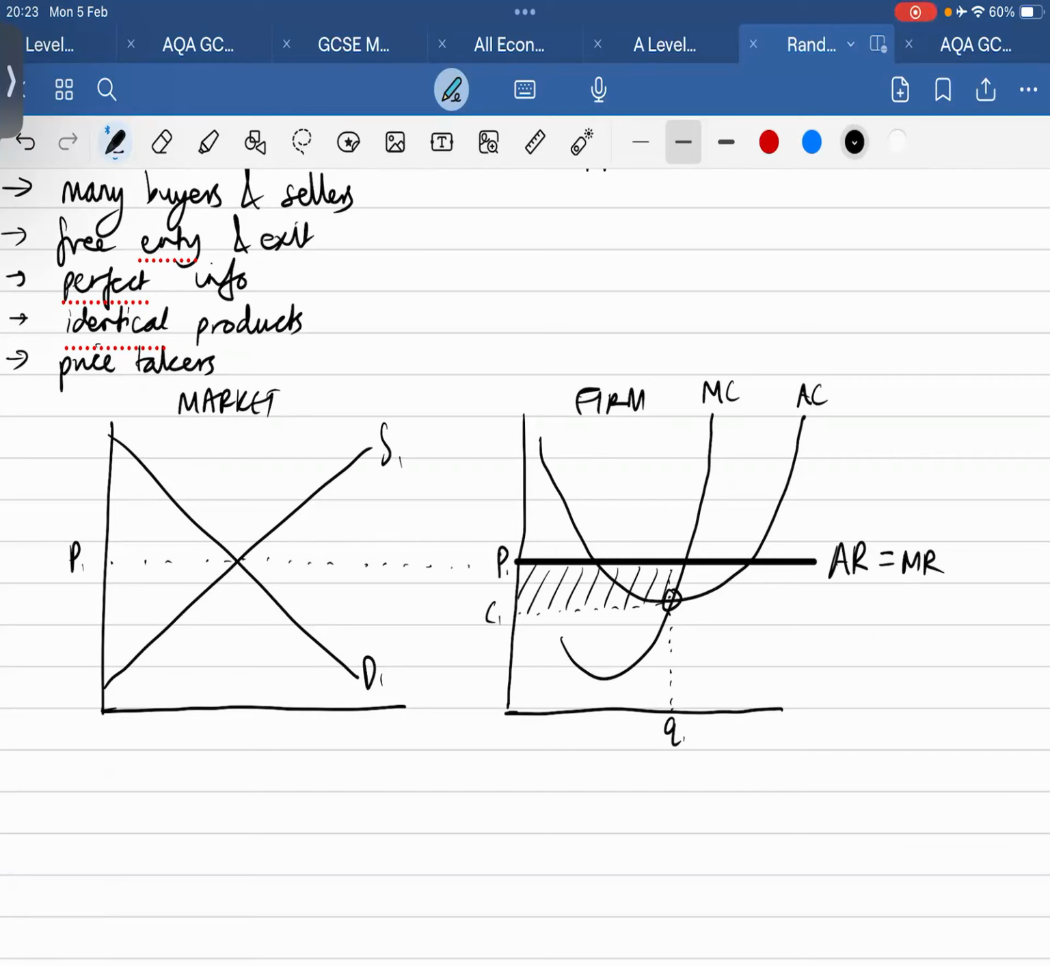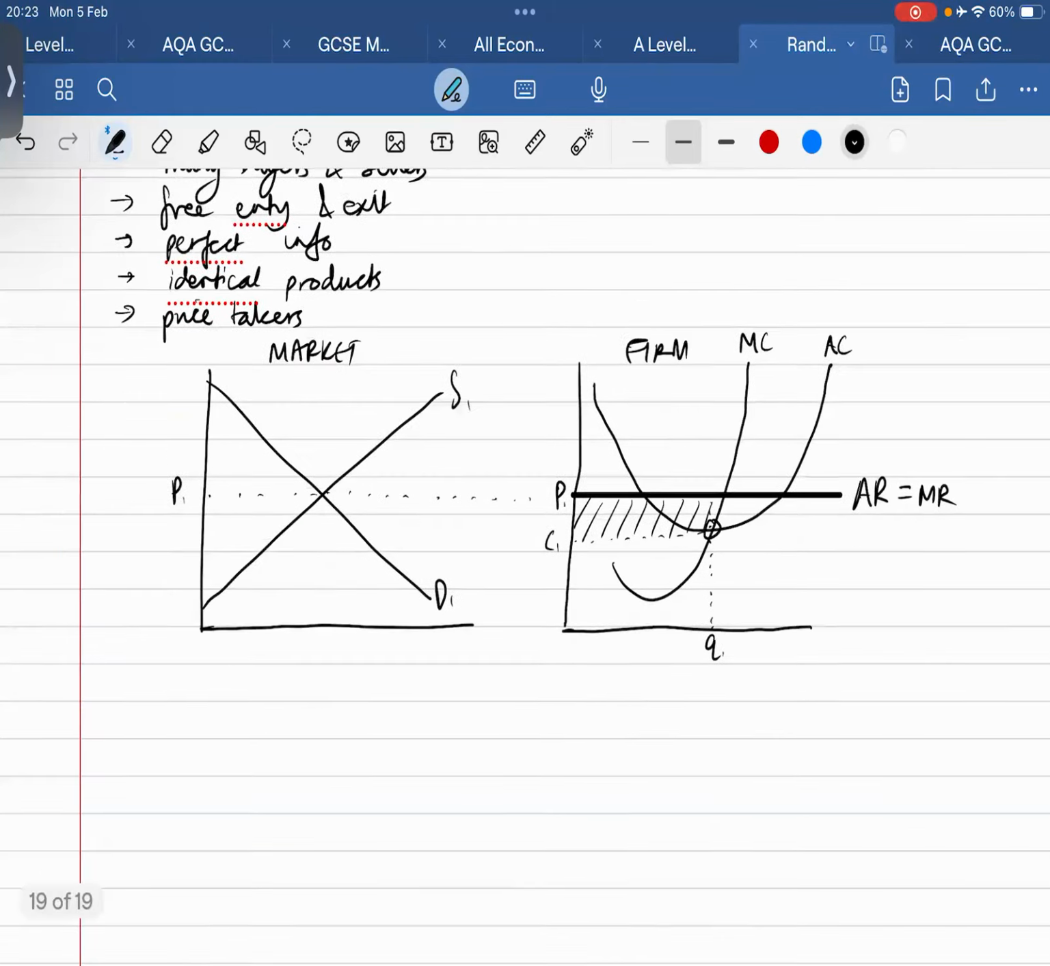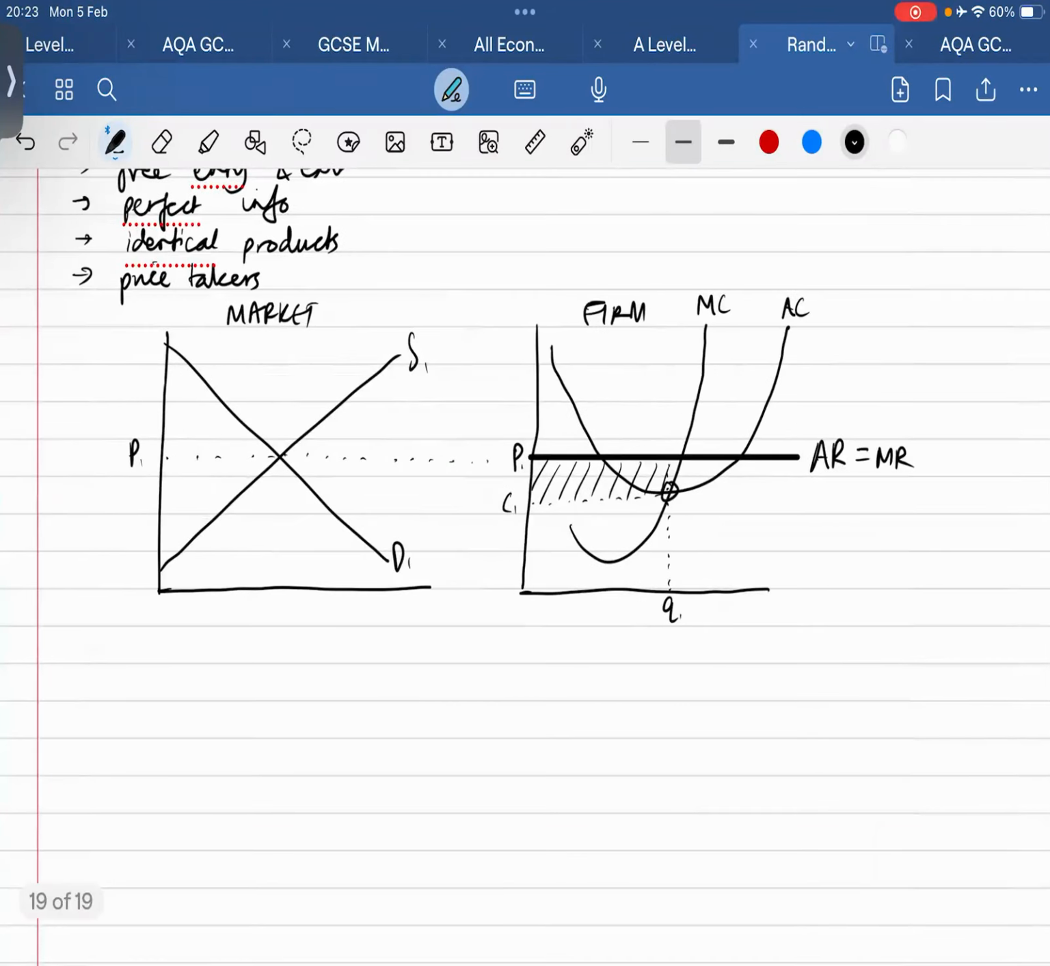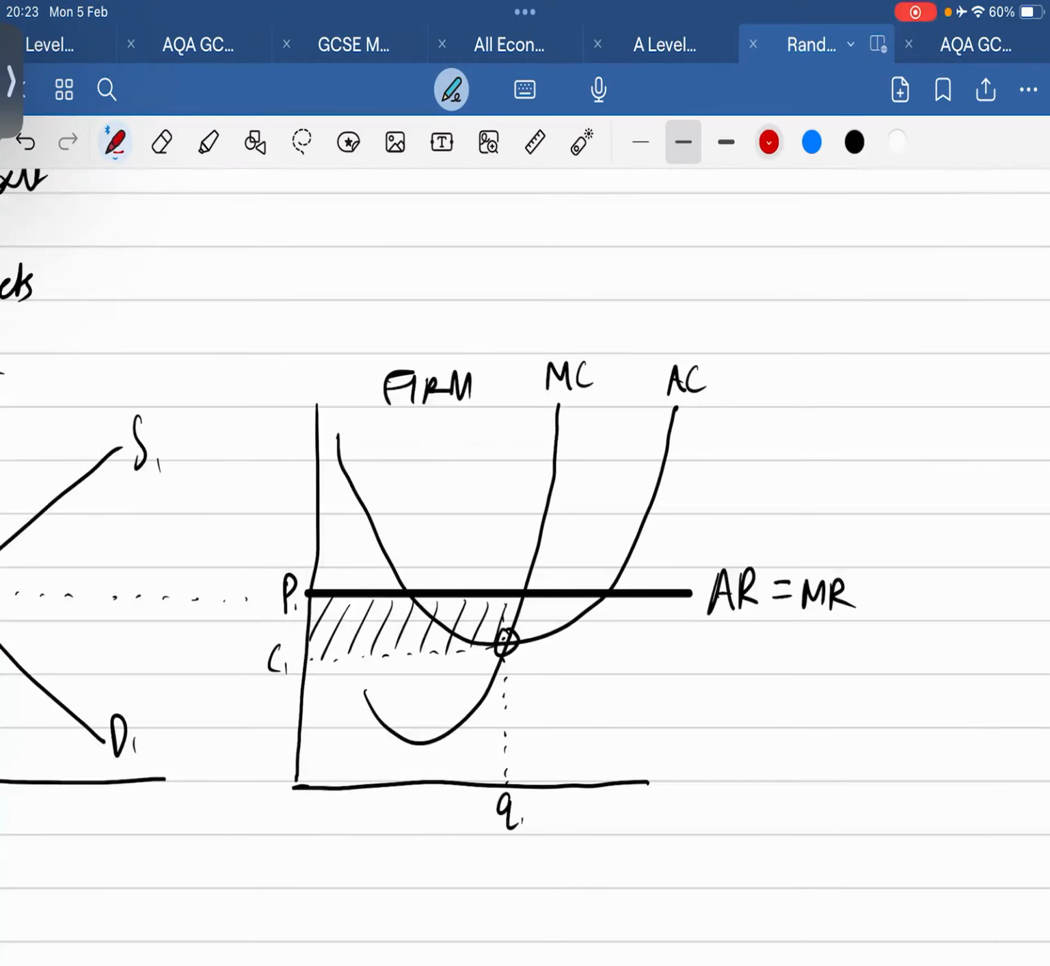If you have a long question where you have to discuss this, you can just draw the diagram, but make sure you explain a few things along the way. The first thing you need to explain that's unique about this graph is why average revenue is flat.